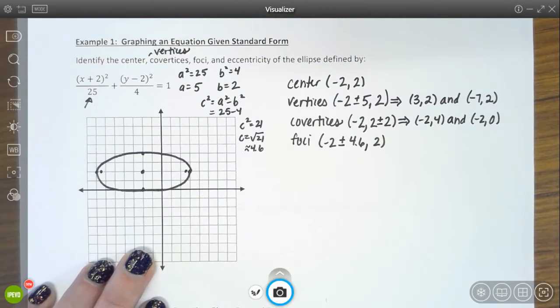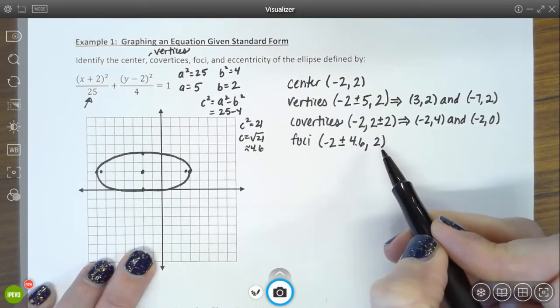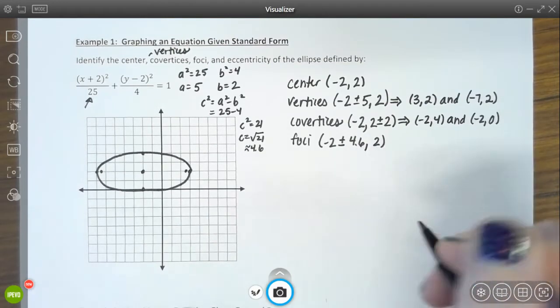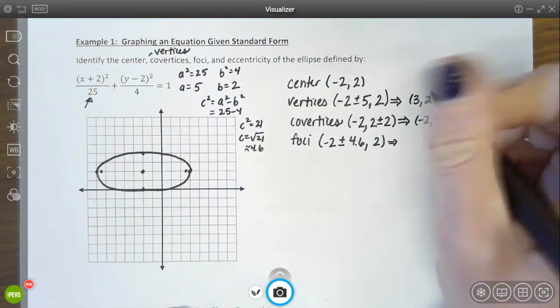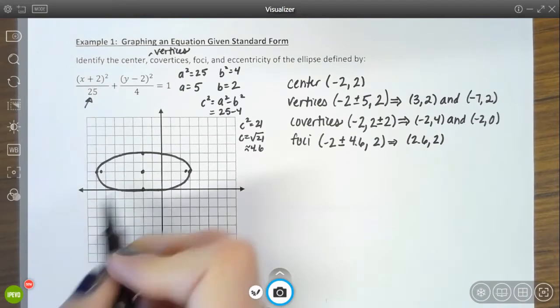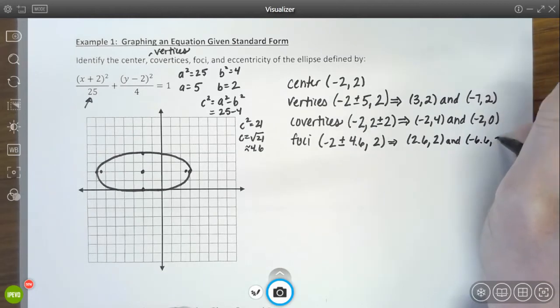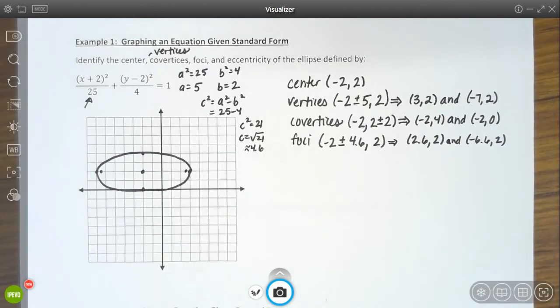And again, I can graph them and grab them that way. Or again, I'm moving left, right, so I'm changing the x-coordinate, keeping my height or my y value the same. So my foci would be at about 2.6, comma 2. And then over here at about negative 6.6, 2. So those are our key points that we have for our graph. We have our center, our vertices, the endpoints of our major axis, co-vertices, the endpoints of our minor axis, and then our foci, those 2 fixed points that are actually generating the ellipse.